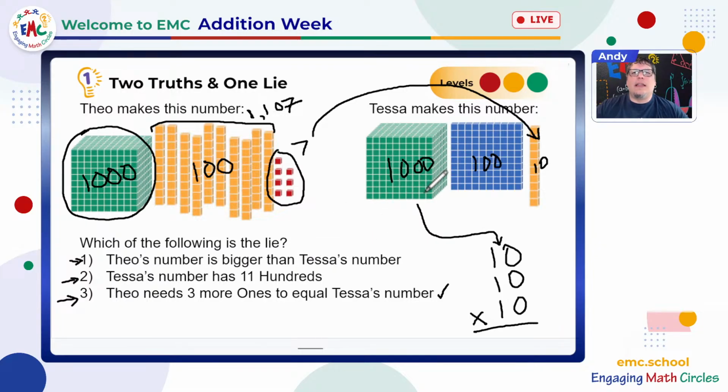Does Tessa have 11 hundreds? She has 100 for sure. And then if you think of this as a loaf of bread, we've got 10 slices of blue right here to make a green. So 10 hundreds plus 100 is 11 hundreds. So this is correct as well. But clearly 1,110 is bigger than Theo's 1,107. Super job!